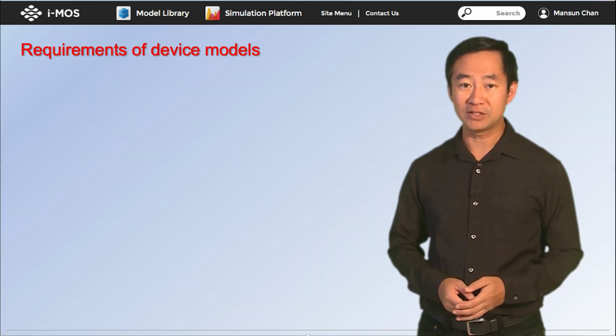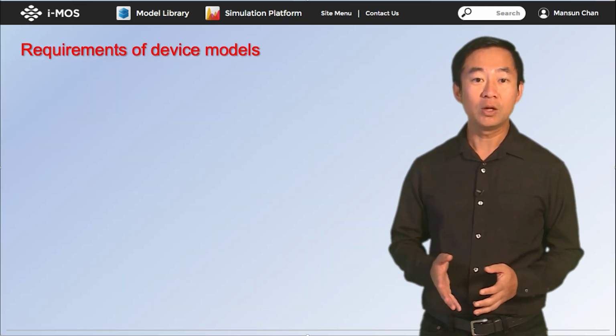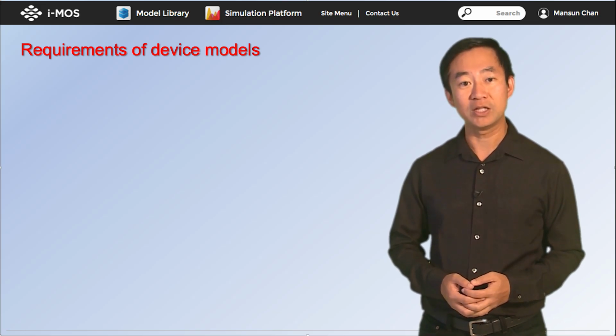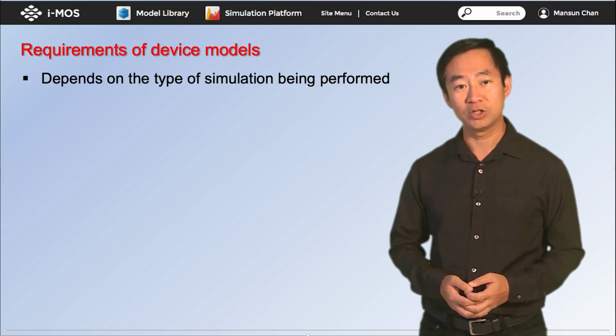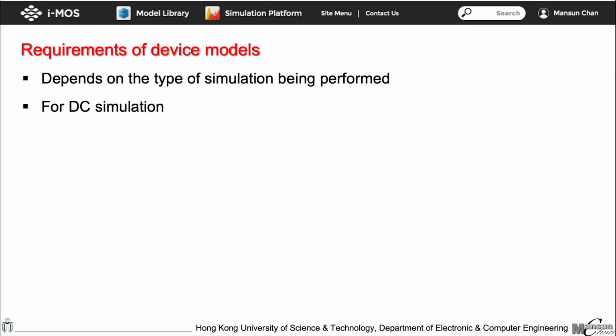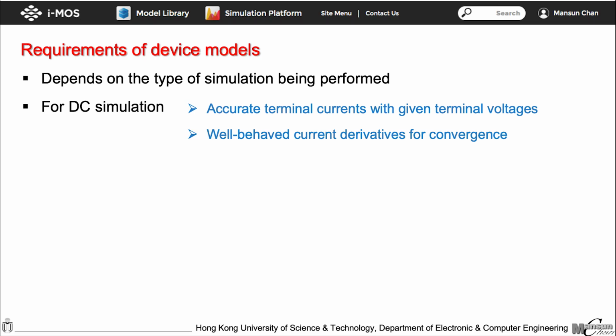Now that we have a basic understanding of the circuit simulation process, we can switch our attention to device models. What are the requirements for a device model? It depends on the type of simulation being performed. What we described earlier is DC simulation, where the simulator generates the output signal based on another signal, typically voltage or current, under steady-state conditions. For this type of simulation, the device model must accurately produce the terminal currents when the terminal voltages are applied. The model also needs to produce well-behaved current derivatives, primarily for convergence purposes.